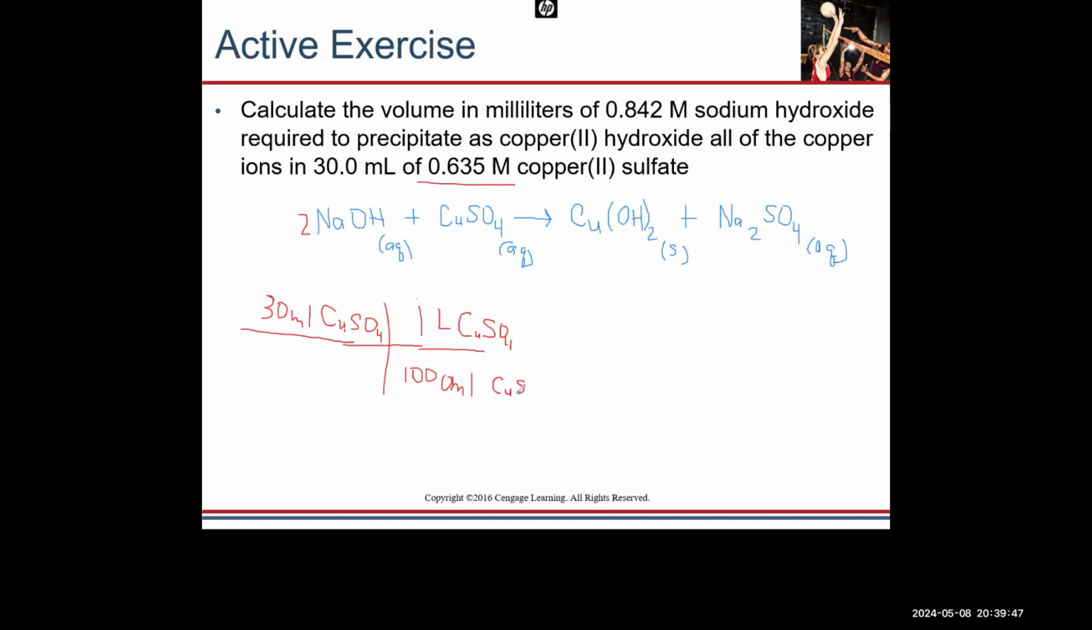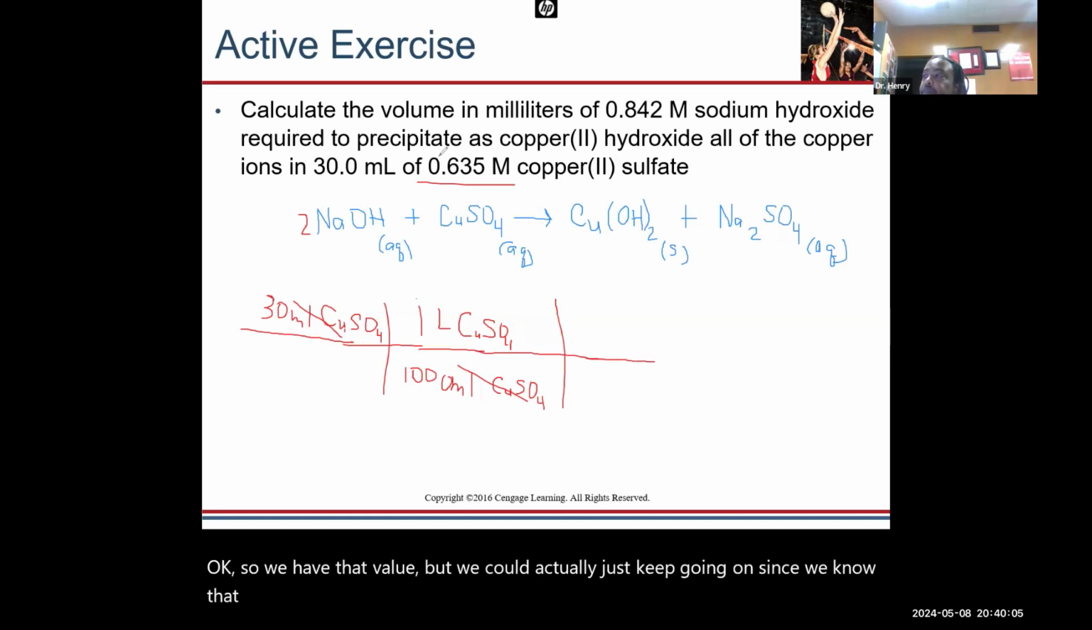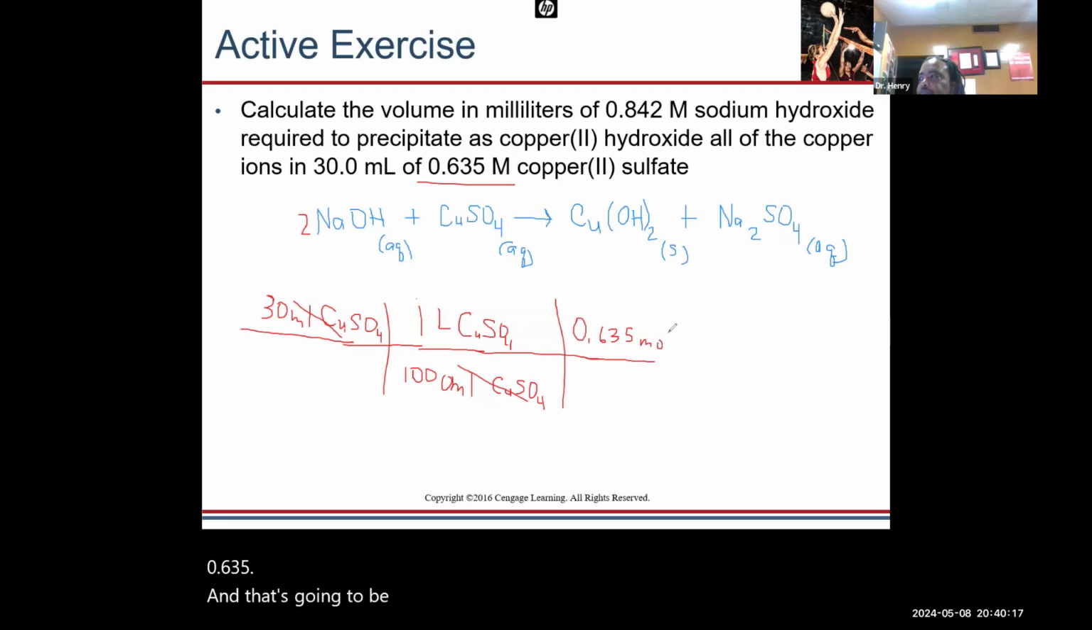Should be 0.03 liters of CuSO4. Okay. So we have that value, but we could actually just keep going since we know that the molarity is 0.635, and that's going to be moles, and it's going to be over 1 liter of CuSO4. Okay, so then those liters kind of cancel out.